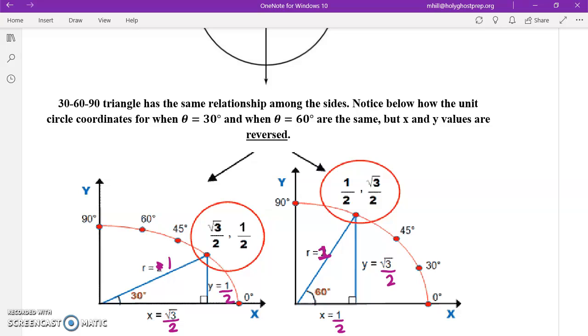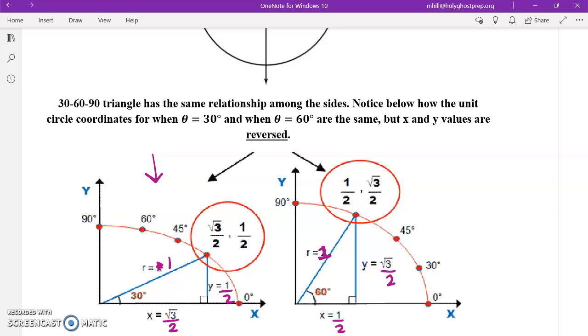Okay, so 60 degrees. We're focusing on this one. We just did this one with 30 degrees. Looking at the 60 degree one, notice just our x and y values change because we're still dealing with the same type of triangle. It's just our angle that we're focusing on at the origin is 60 degrees. So notice our x values are 1/2 and our y values are root 3 over 2.